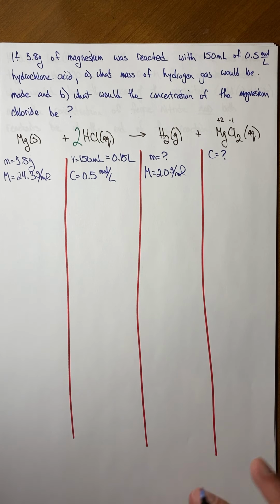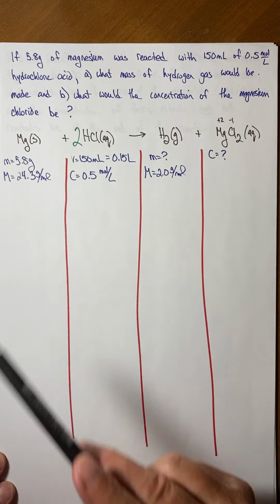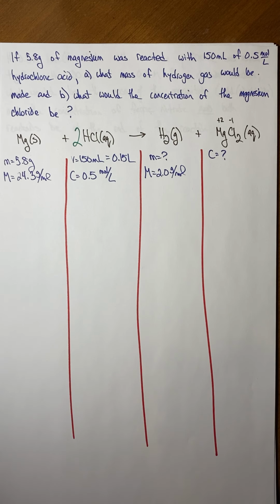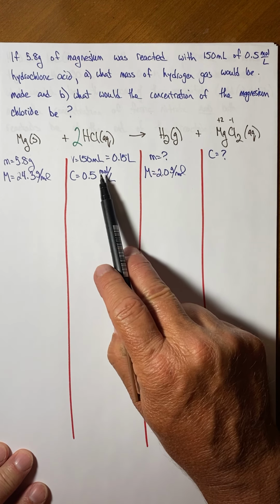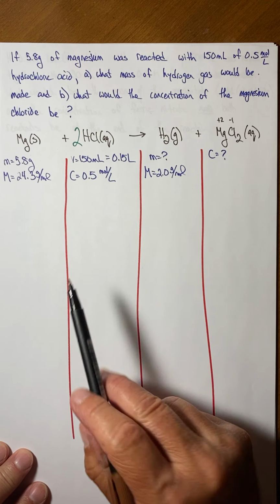Now, this isn't the easiest of stoichiometry questions. If you've been doing your stoichiometry all the way through, then the easy ones really you're not going to have any issue with. This one is a limiting reactant question. Because I've given you information on both reactants, we need to figure out which one is going to run out first. Okay? So I have to convert mass to moles, and I'm going to have to convert concentration to moles.